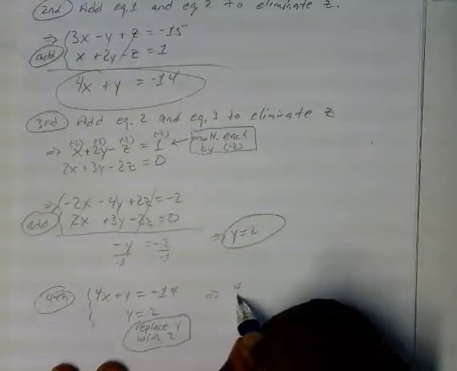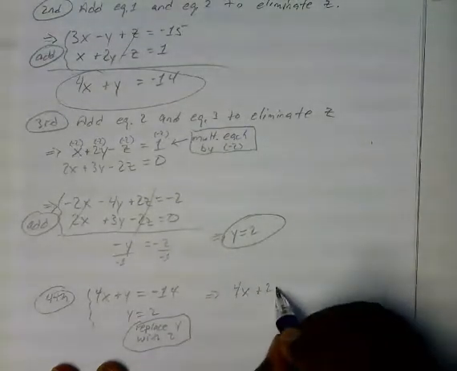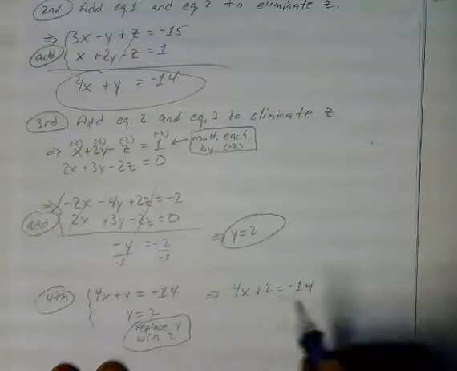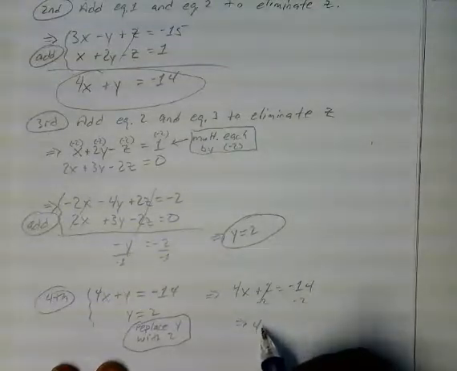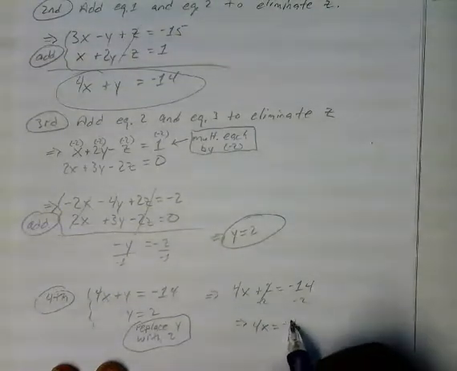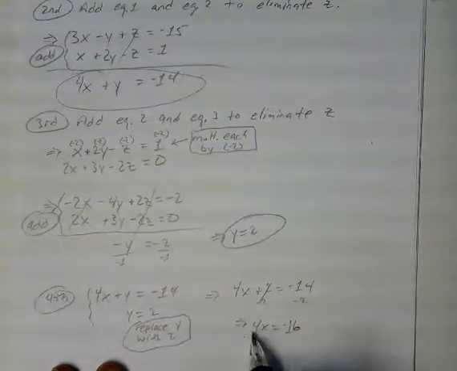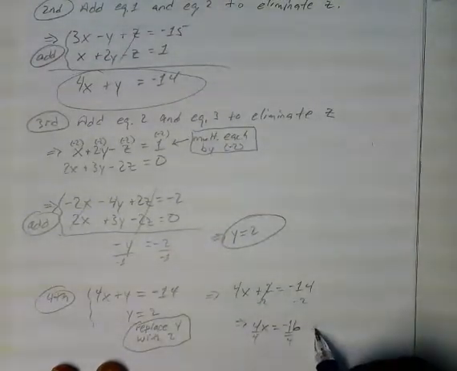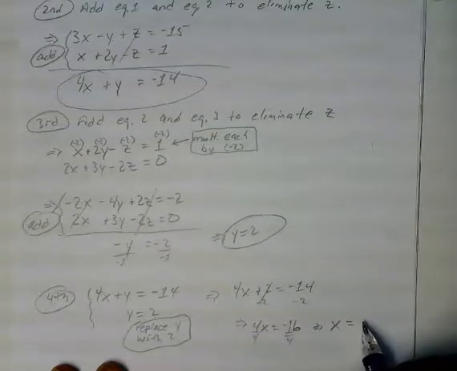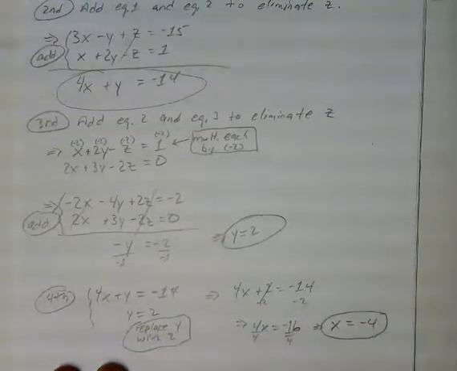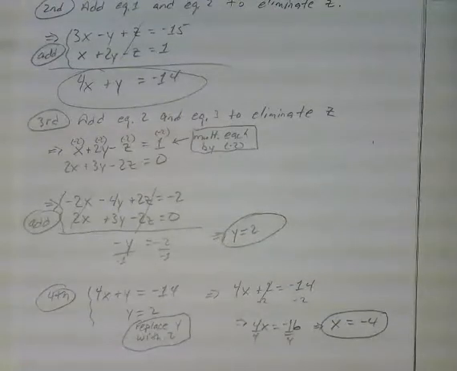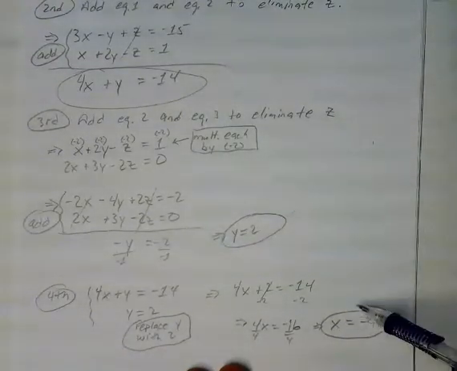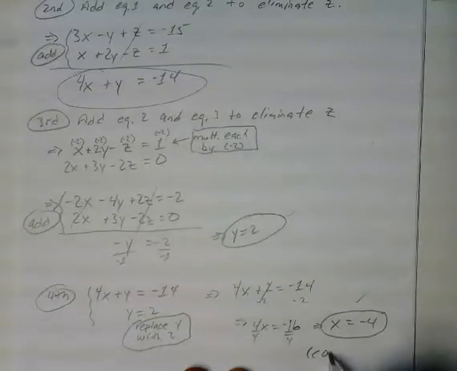So that means we have 4x plus 2 equals -14. We have -2 and -2. So 4x equals -16. Divide both sides by 4. And we have x equals -4. So that one was a little bit easier. Okay, so we have our y and we have our x. We're going to continue that on the next sheet.